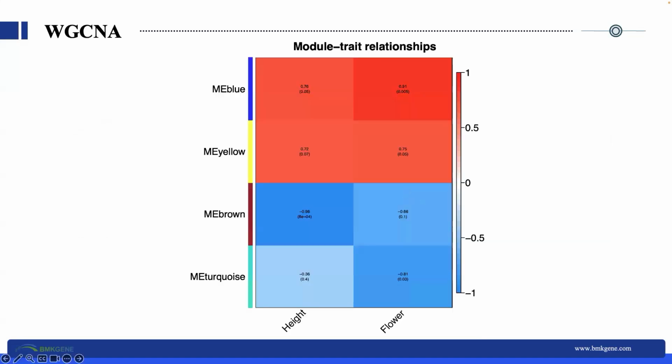Next, we should focus on the result of module trait relationship. This is my result. We can find that the blue module is significantly correlated with the flower trait here, and the brown module is significantly negatively correlated with the height trait here. If we want to analyze further with these two traits, maybe these modules need more of our attention.